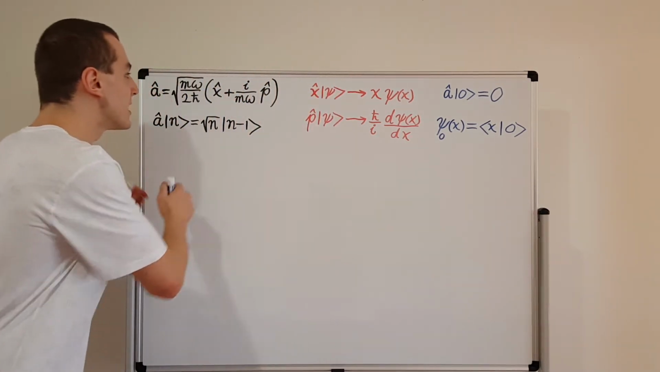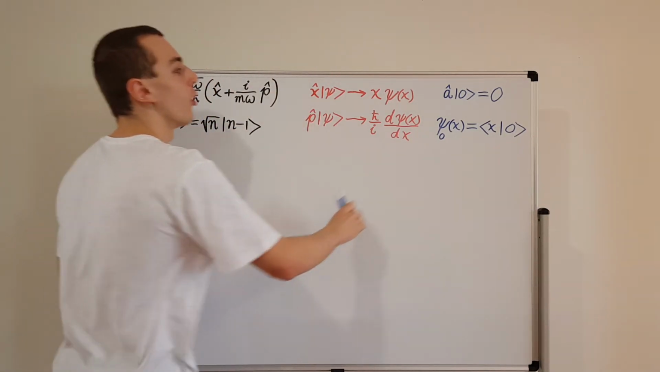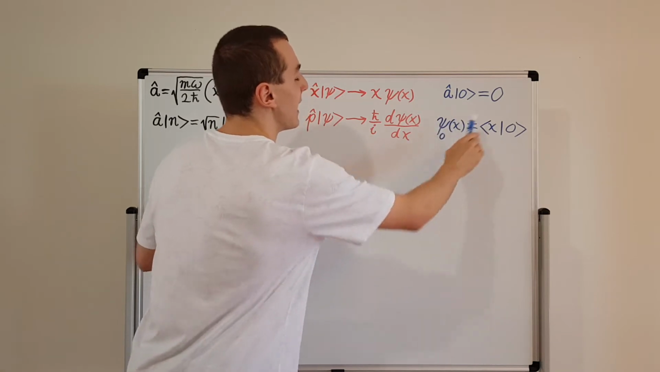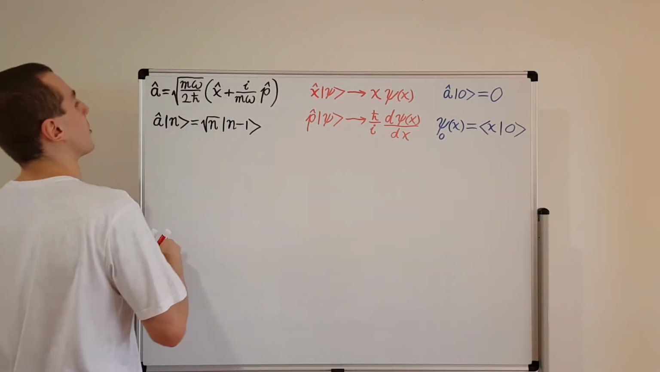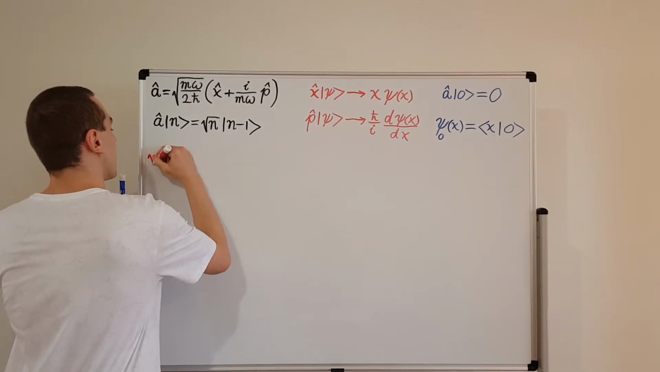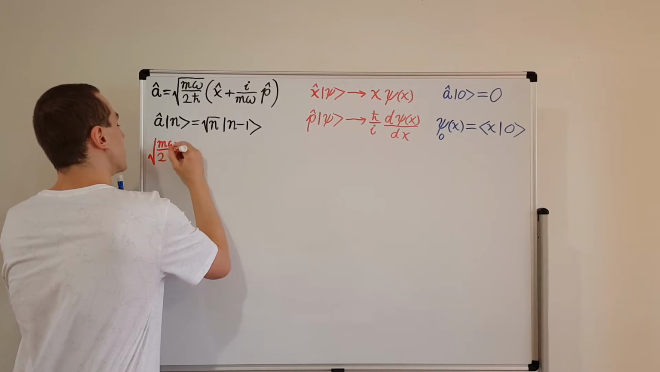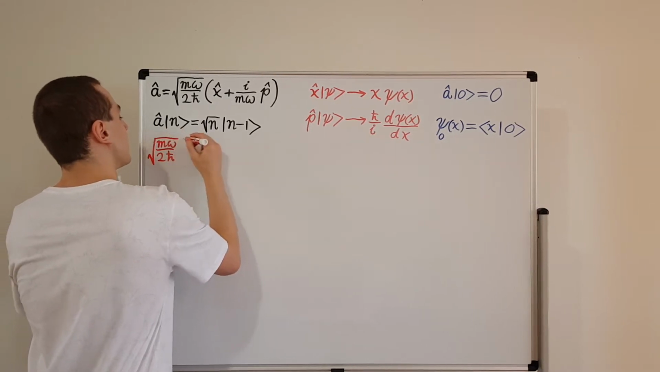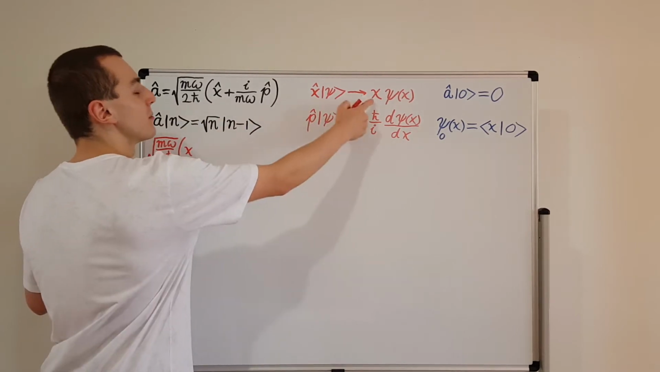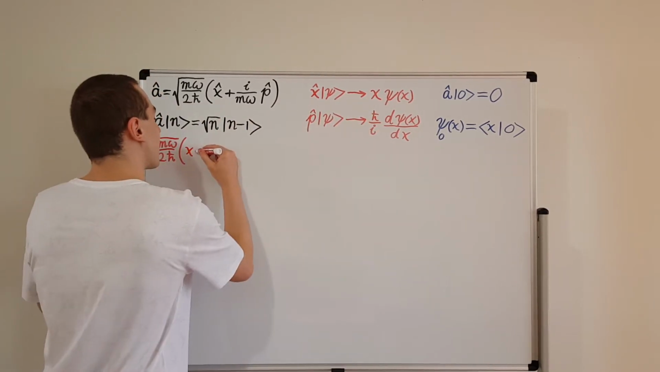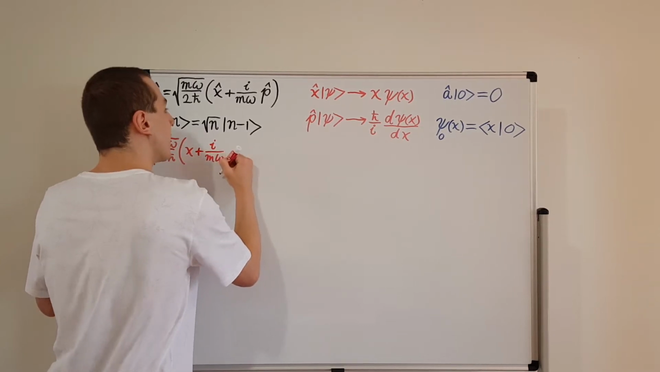Now let's get started with this derivation. What I want to do is take this combination and act on this wave function. And that's going to give me 0. So I'll write that over here. So we're going to have this coefficient out the front, square root of m omega over 2 h bar. And in the brackets, this x hat is just going to turn into x because we're in the position representation. We're still going to have i over m omega.